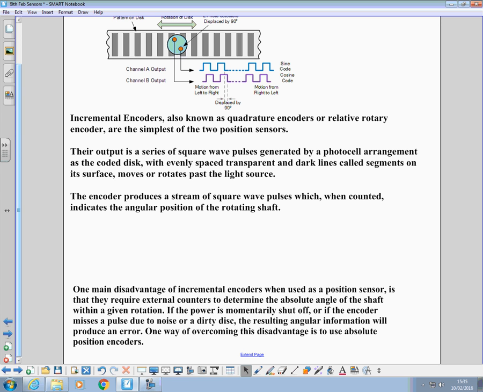So one way to overcome that disadvantage is to use what's called an absolute shaft encoder. Absolute position.